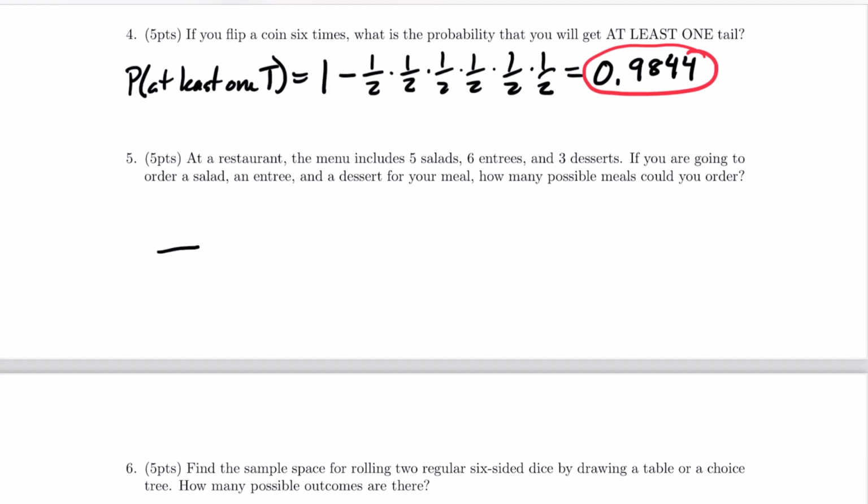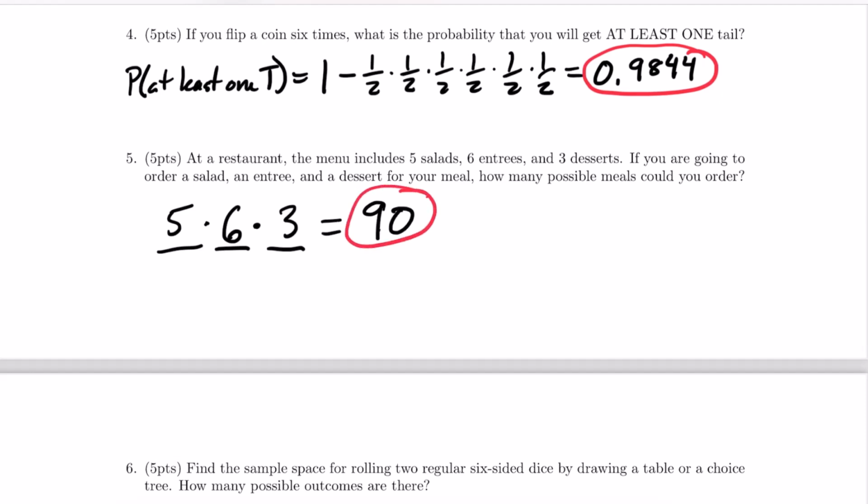So in this situation, we're not asked to find a probability. We're just asked to find how many possible meals we could order. So we have 3 events, and the number of ways that the first event could happen would be 5, because I have 5 salads to choose from. And then I have 6 entrees to choose from and 3 desserts. So the number of ways that I could choose my entire meal would be 90. I would have 90 possible meals that I could order.